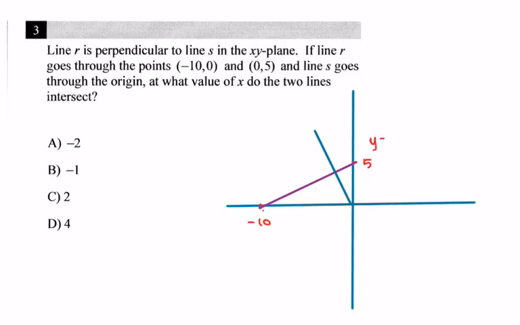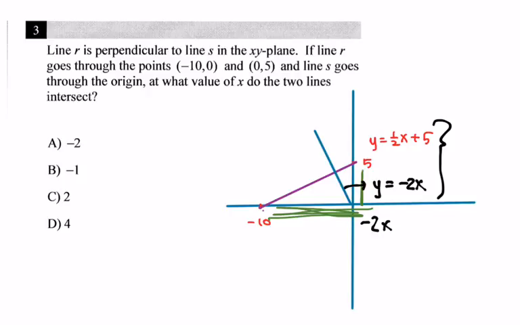So once you try to find the slope of the purple line, we can see the slope has to be 1/2 because going up is 5, and the horizontal change is 10. And so we get 1/2 x plus 5. Y-intercept was 5. Now, the blue line, which is line S, its slope has to be the negative reciprocal, and going through the origin, the equation would be y equals negative 2x. Now, when you set them equal to each other, we end up getting negative 2x must be equal to 1/2 x plus 5.